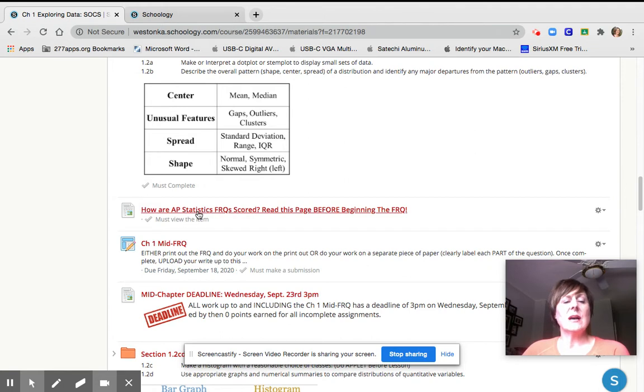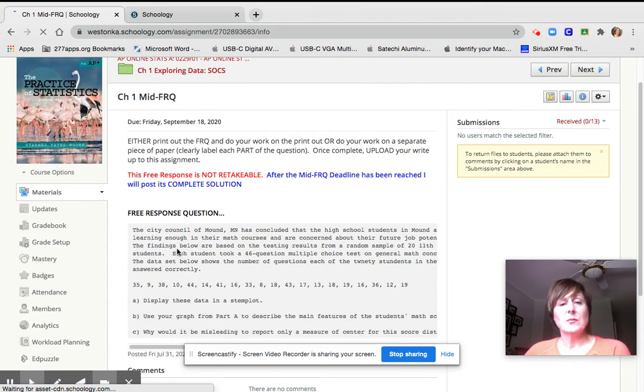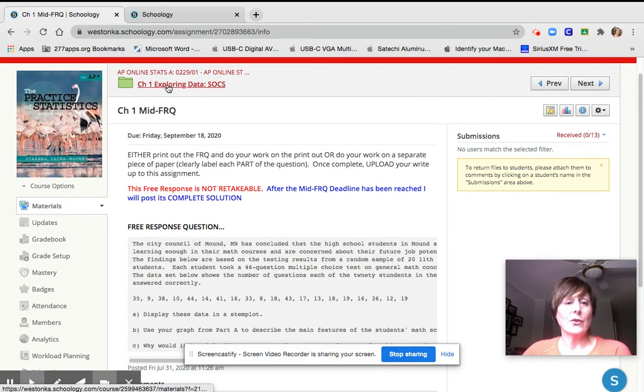For this particular chapter, I do have you read a little bit about how the FRQs are scored. This is just going to happen one time. You're not going to see this again. You're going to click on this mid-chapter FRQ, and the question that I want you to answer is going to be embedded in here. On a separate sheet of paper, do your problem and upload it here, and then I will come back and grade it for you.